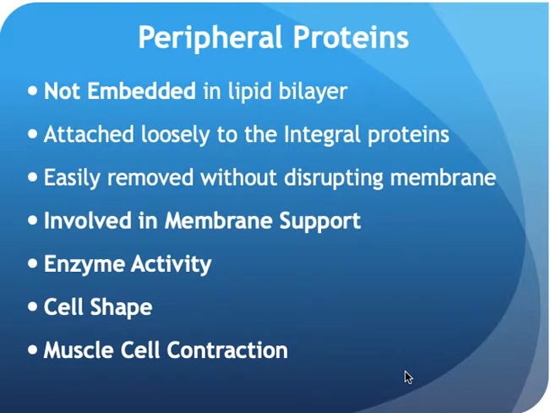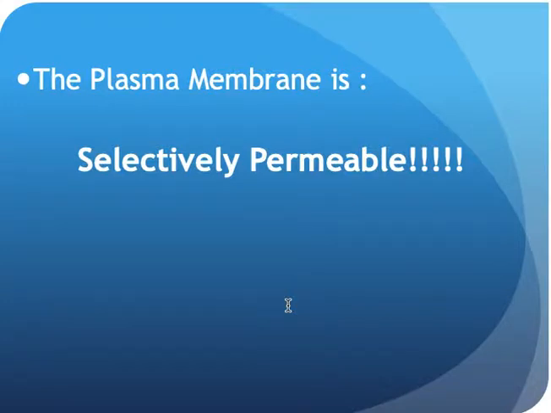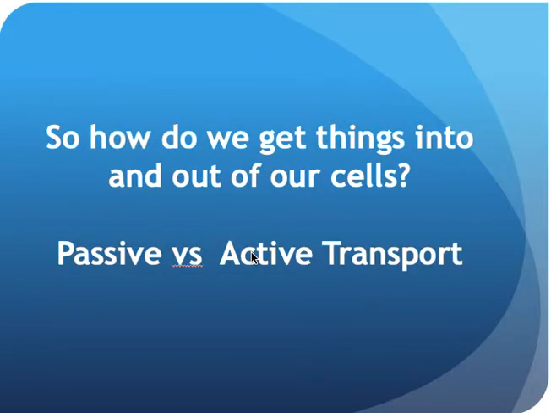Okay, peripheral proteins are a little bit different. They're not embedded. They're going to be attached loosely to the integral proteins. They're easily removed without disrupting the membrane, and they're going to be involved in membrane support, enzyme activity, cell shape, muscle cell contraction. But again, this is just another way that my body can control exactly what everything is doing at all different times. The plasma membrane, we said this before, is going to be selectively permeable. This is going to come up in a bunch of questions here too. So how do we get things into and out of our cells?